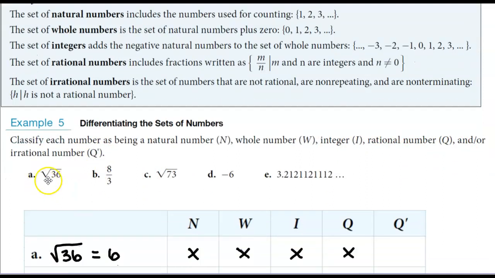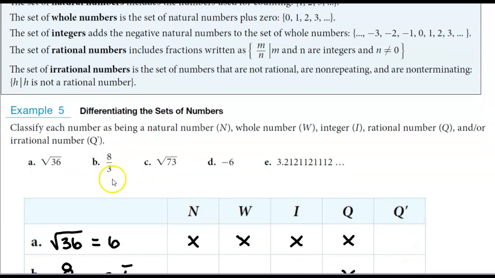So we're going to first take a look at the square root of 36. Now the square root of 36 can be simplified as 6 because a number that squares to get 36 is 6. Well, 6 is a natural number. It's also in the set of whole numbers. It's also an integer. And it's also a rational number because it can be written as a fraction. But it's not an irrational number.